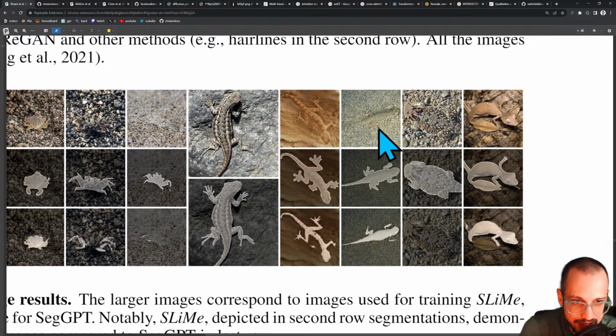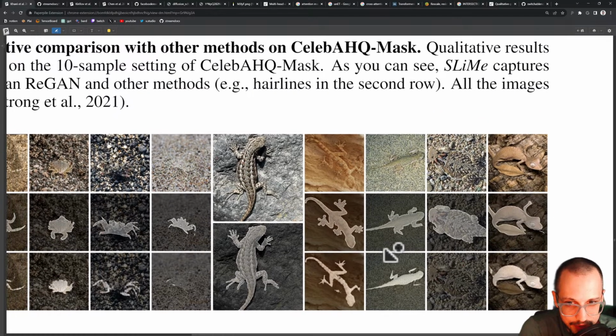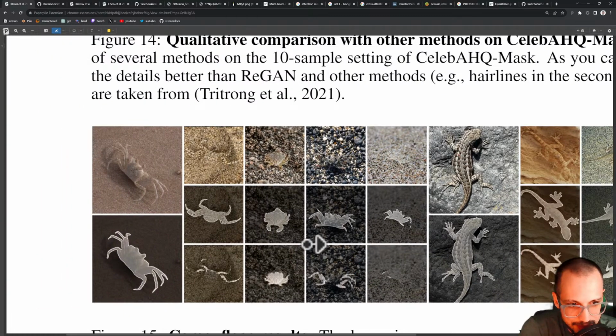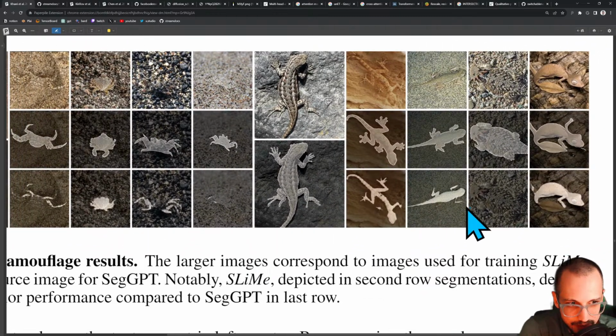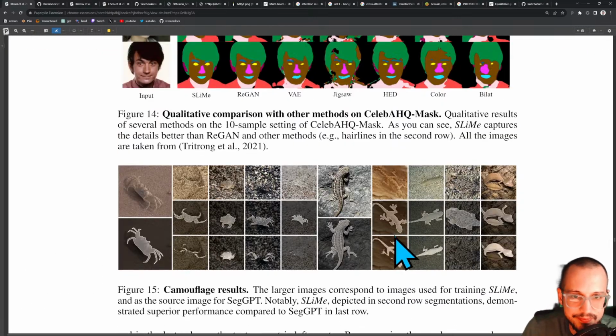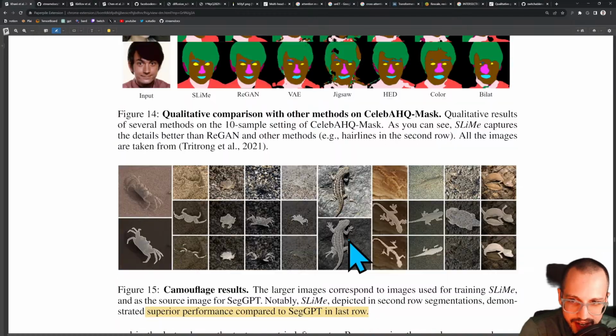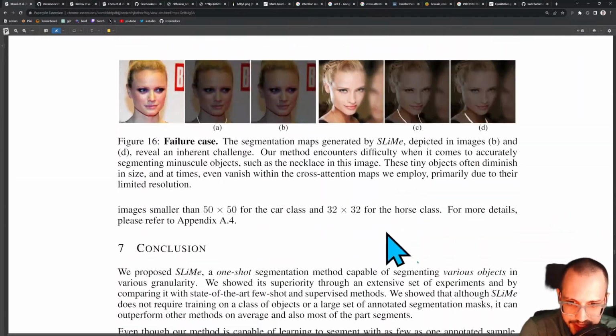Because I guess these animals, the texture of the animal in the background is almost identical, but look at that, dude. You can't hide from SLiME. SLiME will find you, even if you're wearing full camo. Damn, dude, that's impressive. Superior performance compared to SegGPT. So this row down here is the SegGPT, which is obviously way worse than the SLiME. Pretty badass.